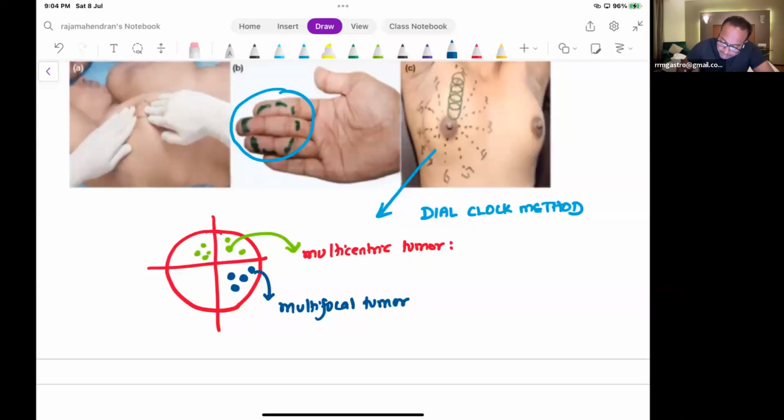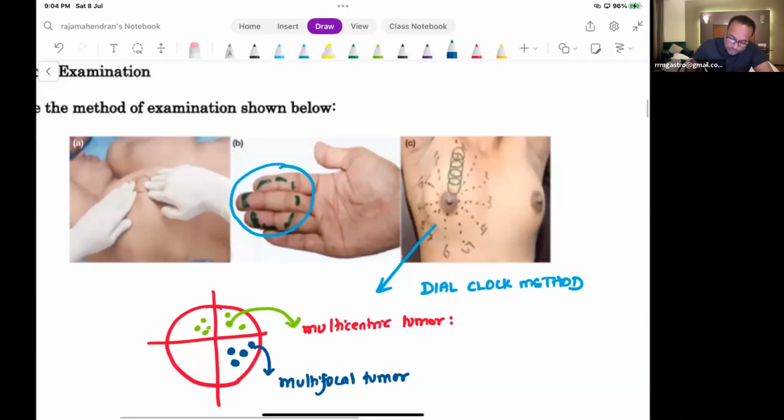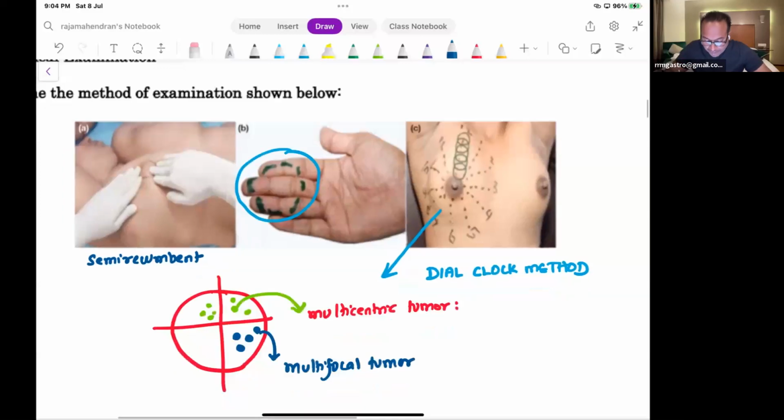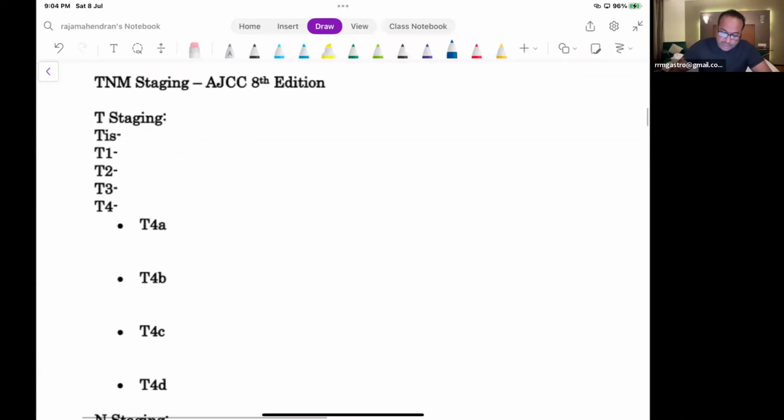All these tumors can be picked up only when you do perfect examination of the breast in a patient lying down position as shown here. Best position is semi-recumbent position. You should palpate the breast in a semi-recumbent position. So at the end of breast examination, you should make AJCC 8th edition staging. Without knowing this, you should not go for any type of examination. Whatever exam, you should know this AJCC edition.